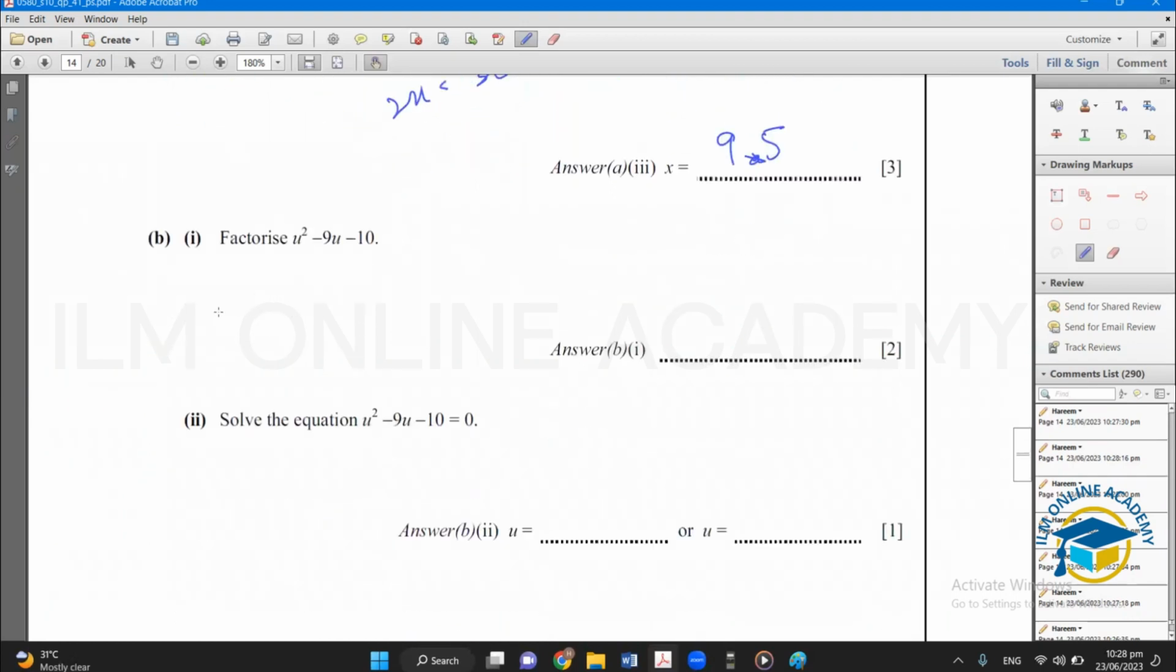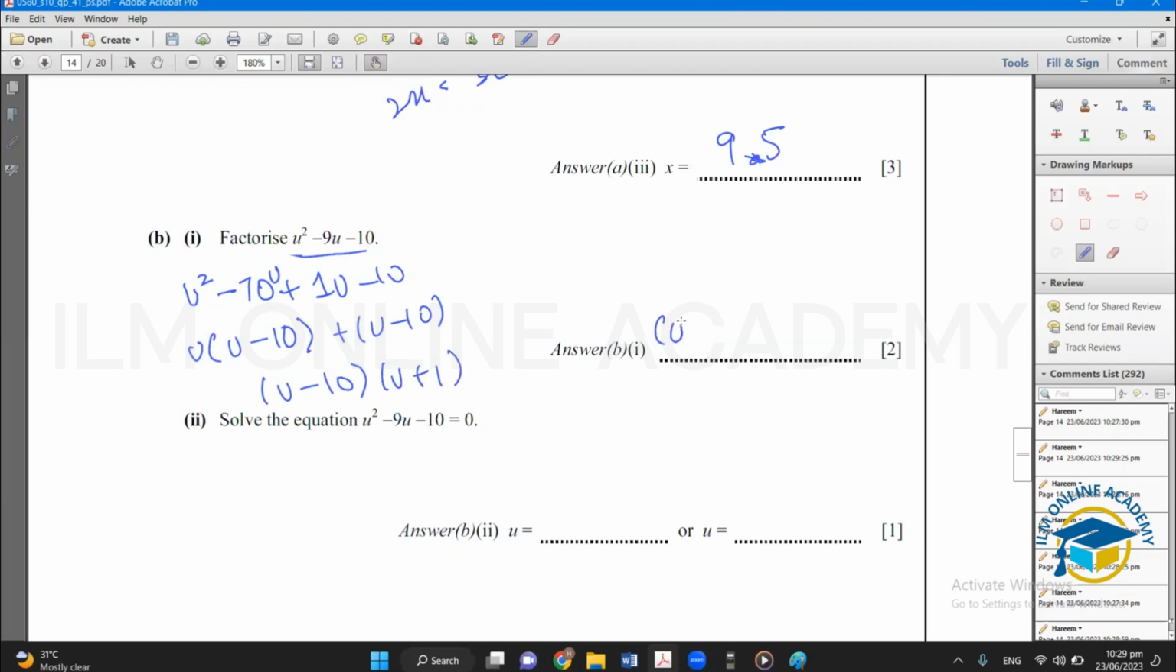Now we have to factorize this thing. So the middle term we have to break. So it would be y square, the factors would be y square and then two 5s. Minus 10 and plus 1u, and minus 10u, minus 10. And then u would be common. So u minus 10 plus u minus 10, and the factors are u minus 10 and u plus 1.